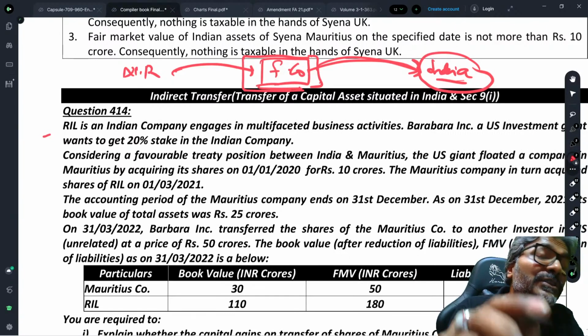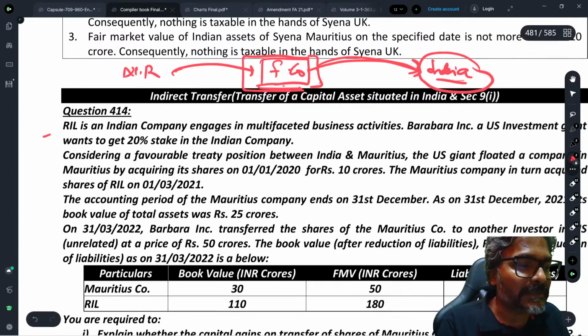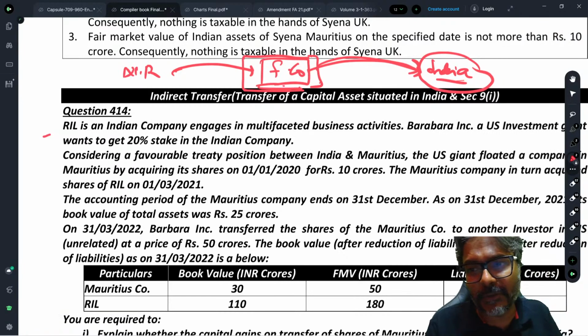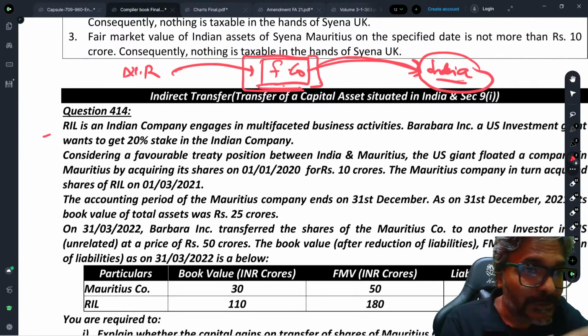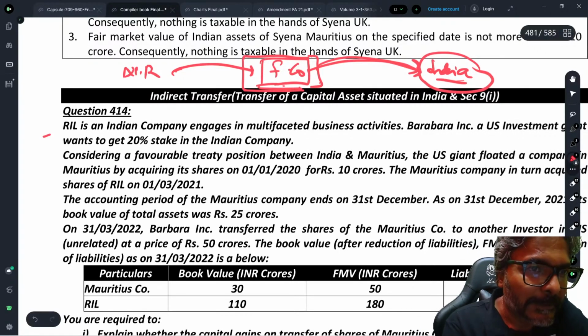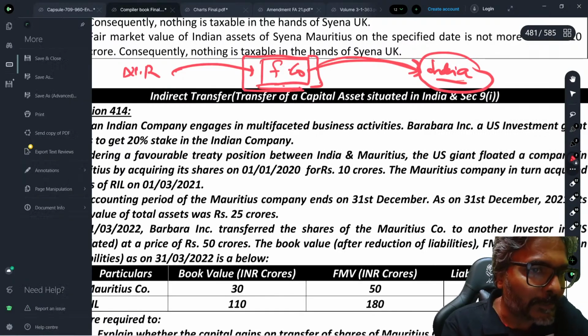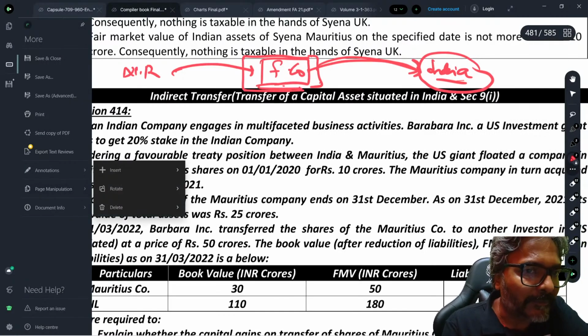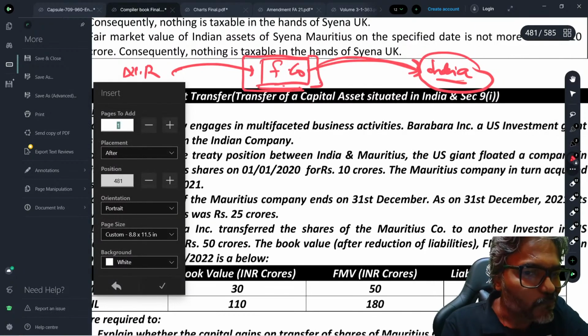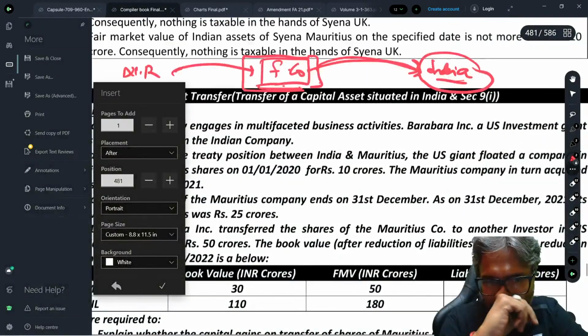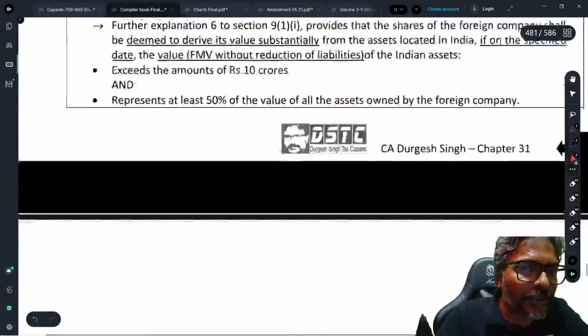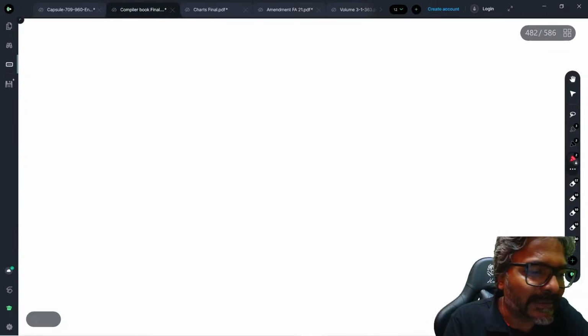Now, the substantial test. Friends, just pay attention. The ICI can make a googly tomorrow in your examination, so just be very careful about this. Generally, students, we are all talking about Vodafone. The ICI is yet to target the Vodafone case law in its real form. Just to secure your thought process so that you don't make a blunder in the examination.